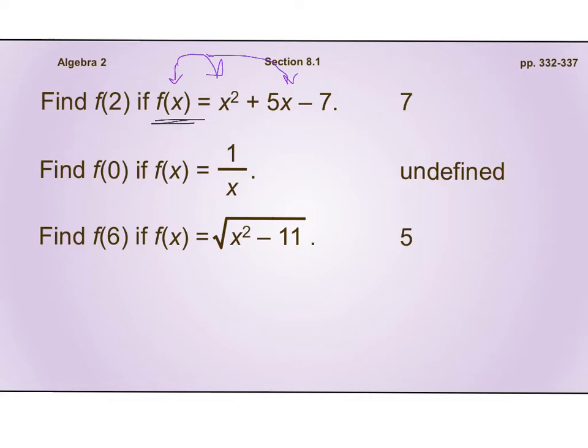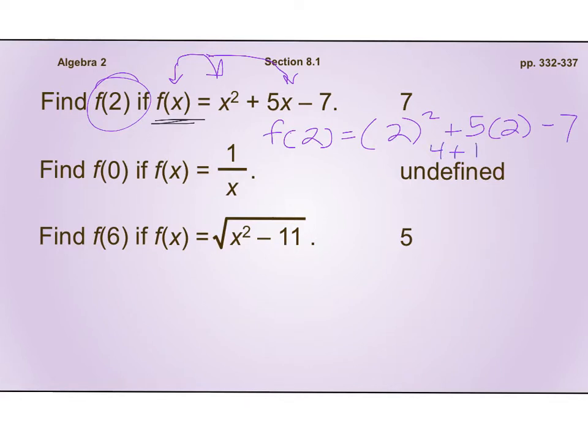So the way I look at this is, this would be f of whatever it is, equal to whatever it is squared plus 5 times whatever it is minus 7. In this case, it's a 2. So we put a 2 there, a 2 there, and a 2 there. 2 squared is 4, plus 5 times 2 is 10. Well, that's 14. Minus 7 gives me 7. So my answer was 7.